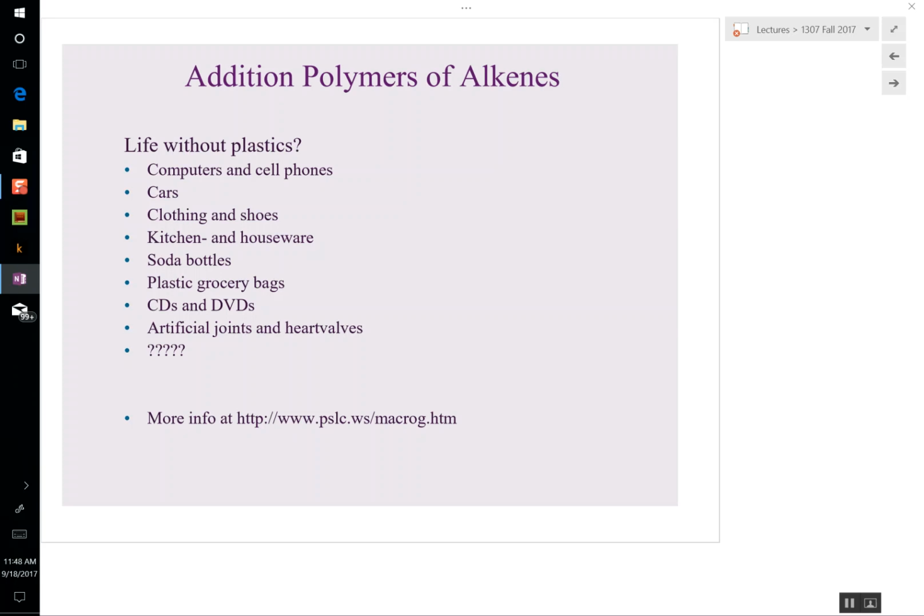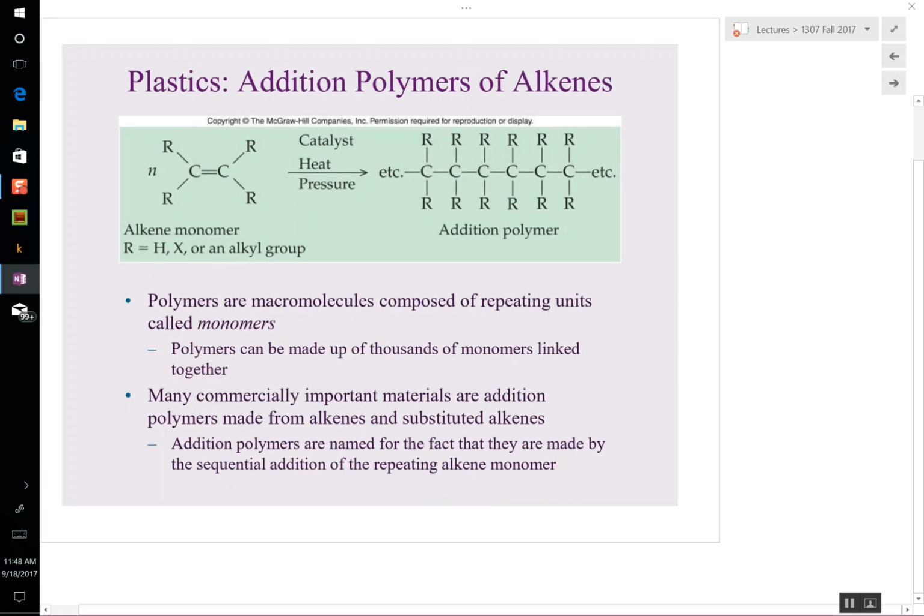So what does that look like? All of this stuff, CDs, DVDs, artificial joints and heart valves, all kinds of stuff. Soda bottles, water bottles, all over the place. It's all coming from crude oil. You distill out of the crude oil the alkenes, and then you polymerize them. So what does that look like?